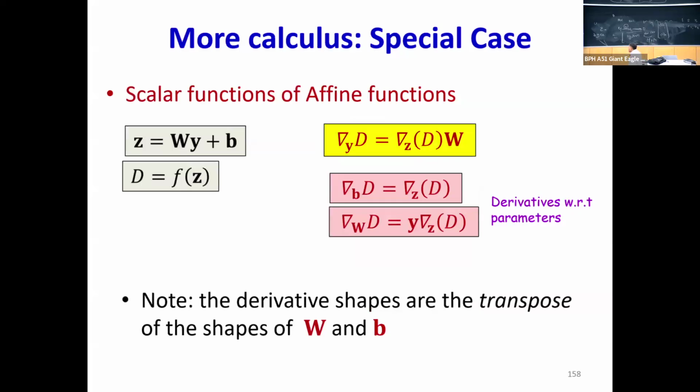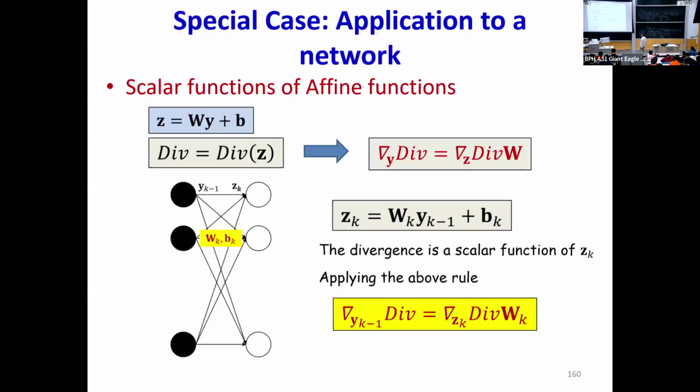So if I have z equals wy plus b and d is f of z, the derivative of d with respect to y is the derivative of d with respect to z times w. With respect to b, it is the derivative with respect to z. With respect to w, it's y times the derivative with respect to z. And the shapes work.